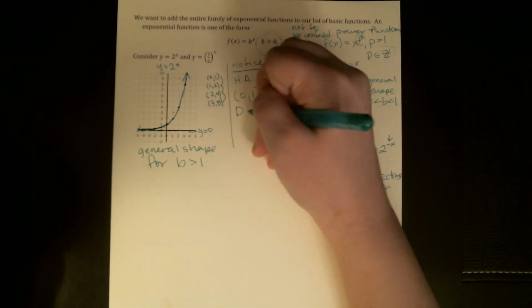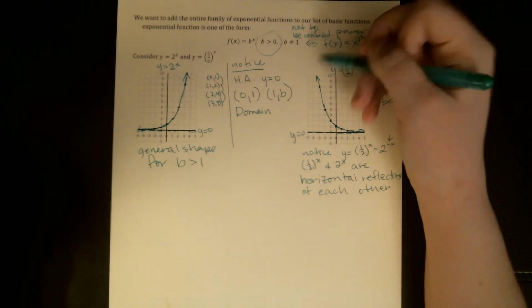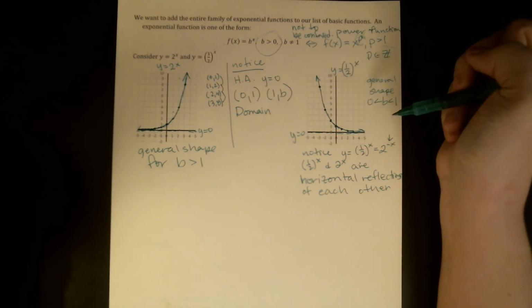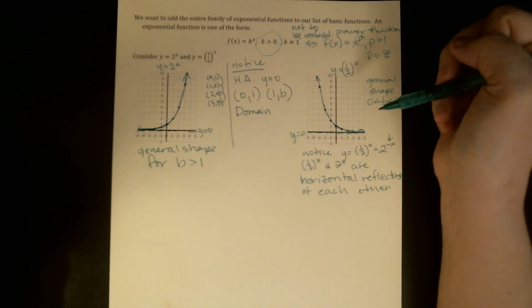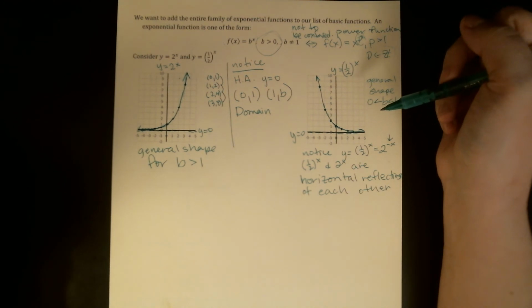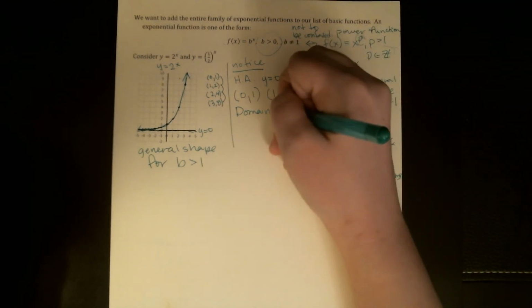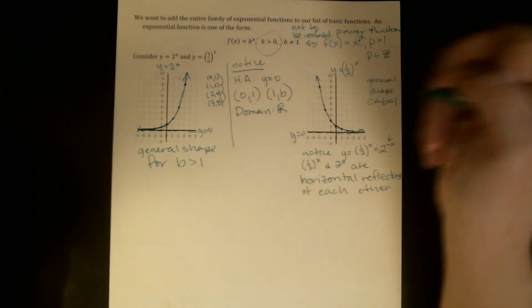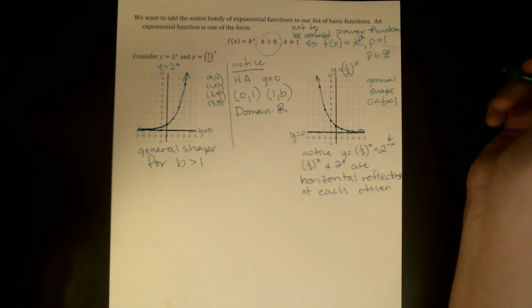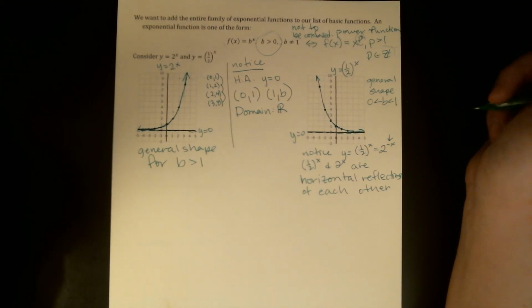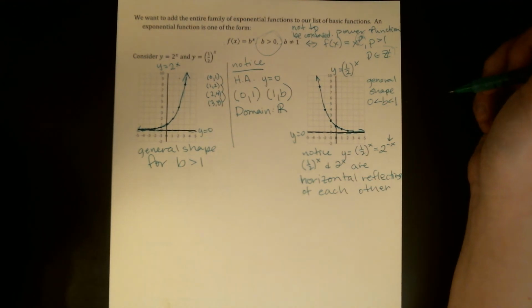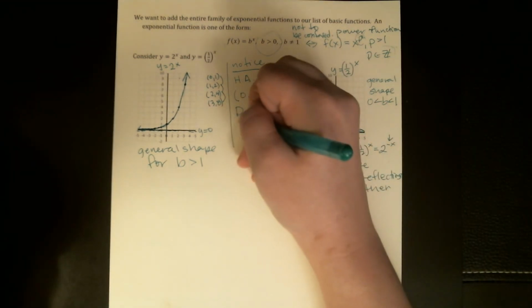Let's say domain. For either one of these, the domain is all real numbers. There is not a number that we're not allowed to use as a power. So there are numbers that we don't want to use as bases, but there isn't a single number that we're not allowed to use as a power. It can be positive or negative. It can be a fraction. It can be a decimal. It can be a big number. It can be a tiny number. We can do any of those things.